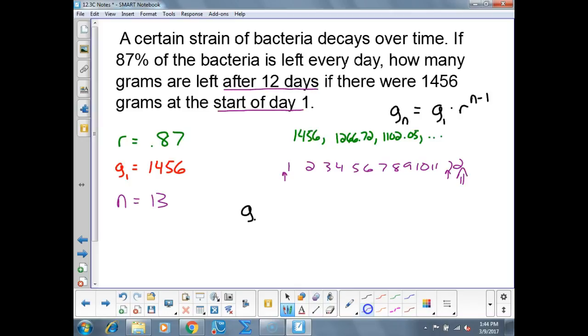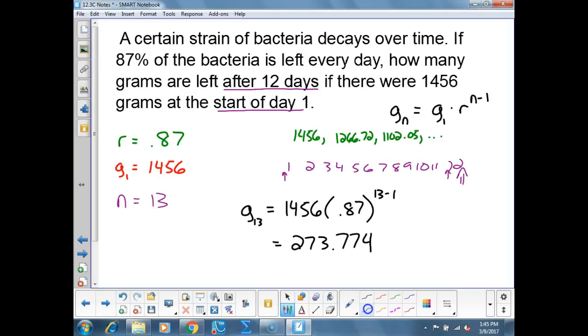So G sub 13 is the start of the 13th day, which is the end of the 12th day, and it's going to equal 1,456 times 0.87 to the 13 minus 1 power, which is 273.774. Do I need to round to anything? Why not? Because I'm in grams, not in actual bacteria. So the only thing I have to add is my label.